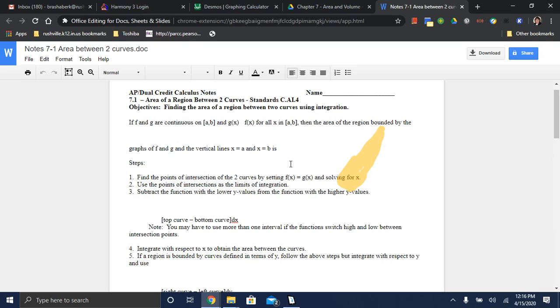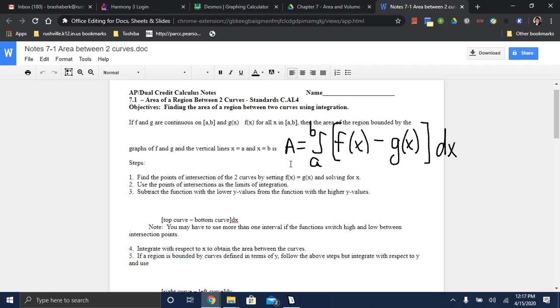Now I'm going to show you the notes that go with this, and they state that if you have continuous graphs, the area between the two curves can be found by doing the integral from a to b of the top curve, which I'll call f of x, minus the bottom curve, which I will call g of x. So it's very simple. You'll take the two curves and subtract them and integrate from a to b.